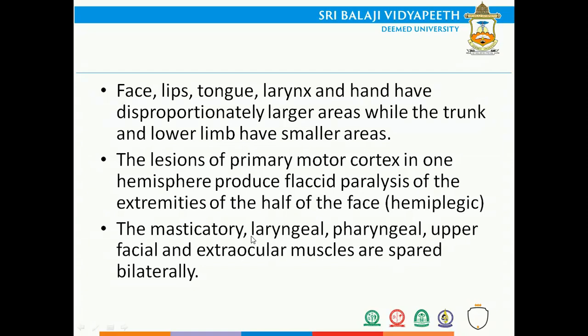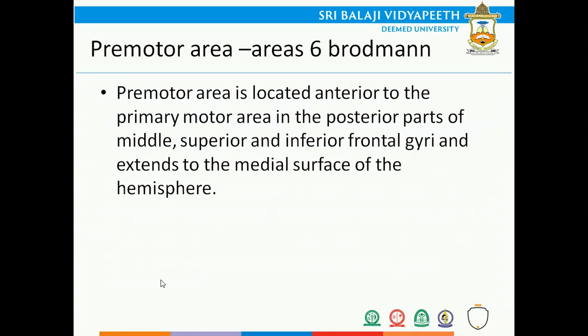The masticatory, laryngeal, pharyngeal, upper facial, and extraocular muscles are spared bilaterally. And why are they spared bilaterally? Because both cortices take up the function, and only when there is a lesion involving both cortices are they affected. If only one cortex is affected, then they could be spared. Which ones? The masticatory, laryngeal, pharyngeal, upper facial, and the extraocular muscles.